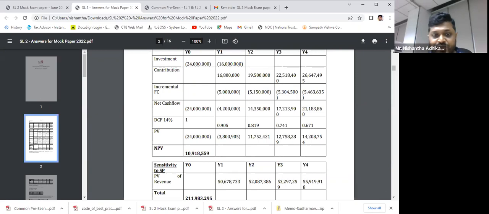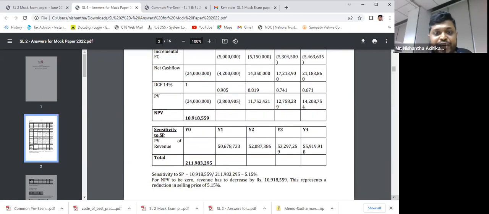Then sensitivity to selling price. You can calculate the present value of revenue. The present value of revenue is 211.98 million, right? DCF is correct. Yes, if you calculate the present value of discounted cash flow, it should be 10.918 million. Yes, it is correct. You can do the mathematical computation.